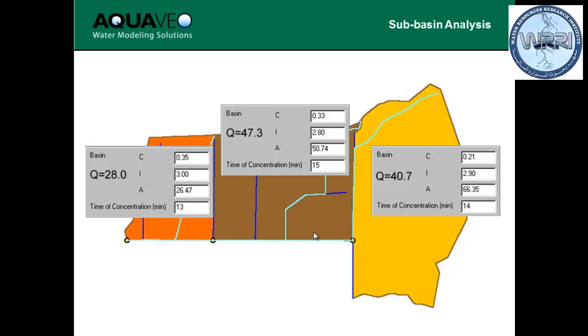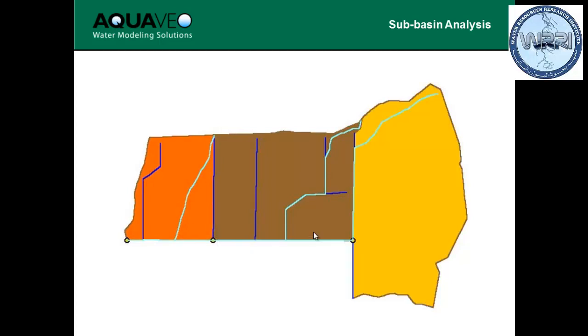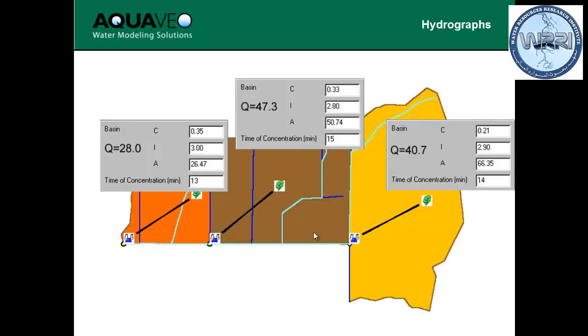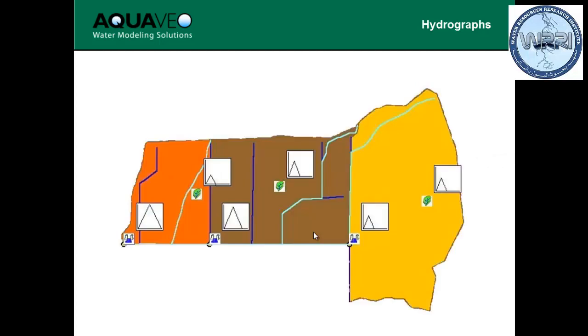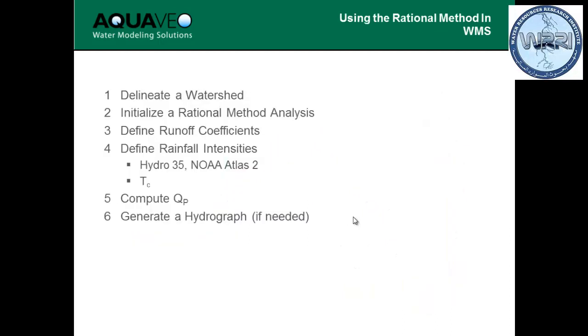You can do subbasin analysis, so you can define your information for each of your subbasins, and then you can combine hydrographs. So I can compute a hydrograph for each of my subbasins, I can combine the hydrographs, and then route those hydrographs, and you end up with different kinds of hydrographs. So to use the rational method in WMS, these are the steps.